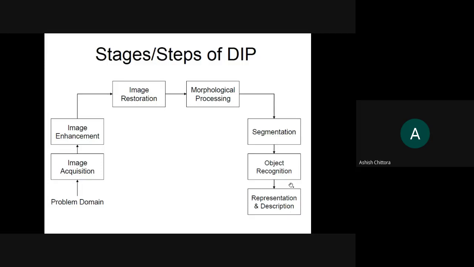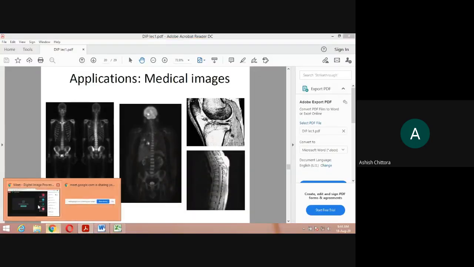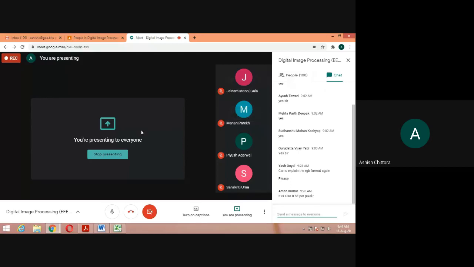And finally, object recognition consists of machine learning techniques like neural networks or k-means classifier. So all classifiers come into object recognition. If you have any questions, you can ask.